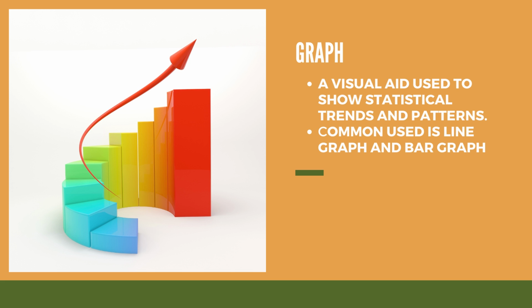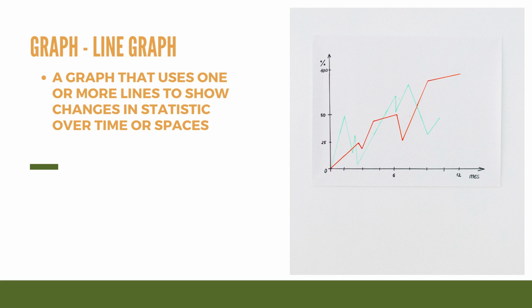Audiences often have trouble grasping a complex series of numbers. You can ease their difficulty by using graphs to show statistical trends and patterns. The most common type is the line graph, a graph that uses one or more lines to show changes in statistics over time or space.